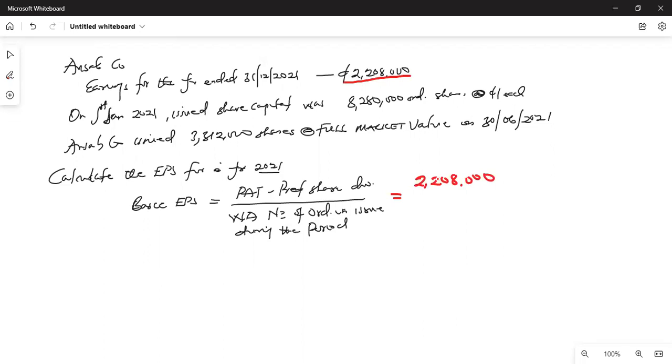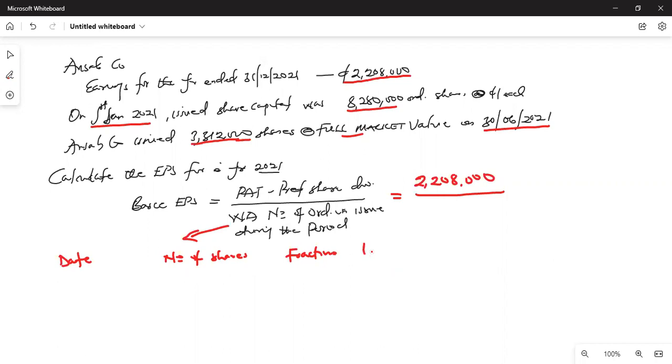Now we need to find the next thing, which is the weighted average number of ordinary shares. And remember, we are told to weight it as per the date. As at 1st January, the number of shares that were there was 8.28 million. And we are told that they issued these ones at full market value, which is the reason why we are weighting by date. So we need to slot in a small table which will have our date, the number of shares, our year fraction, then we can get our total.